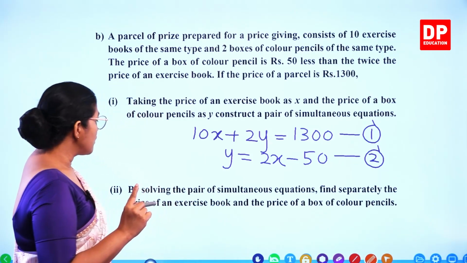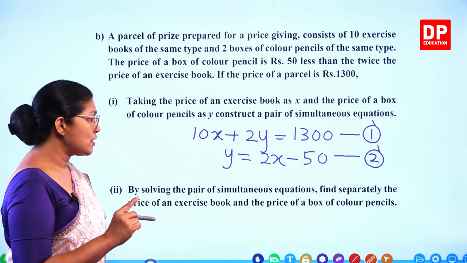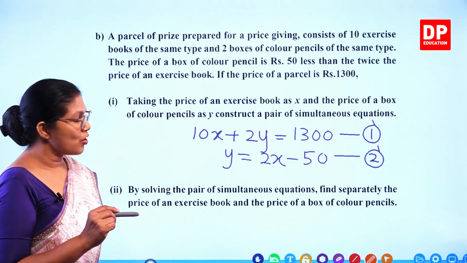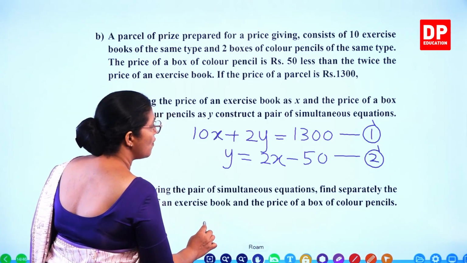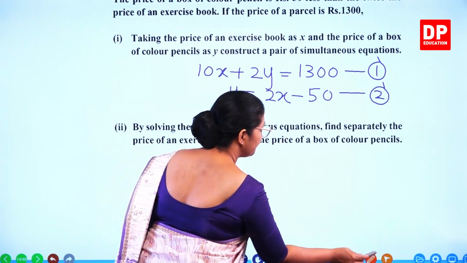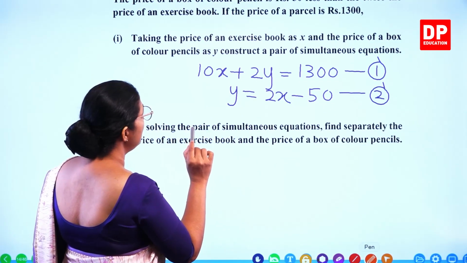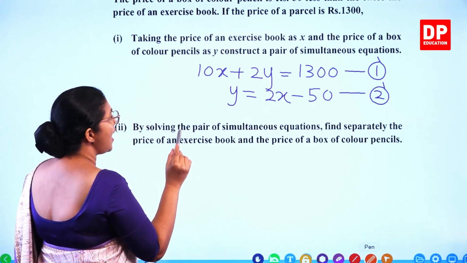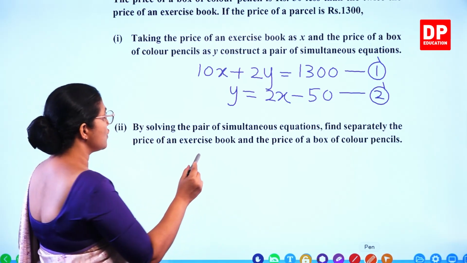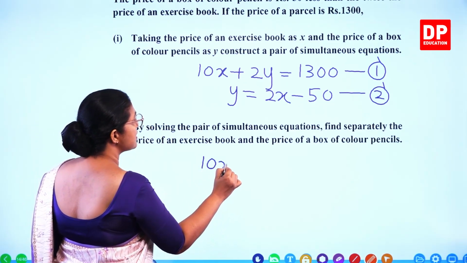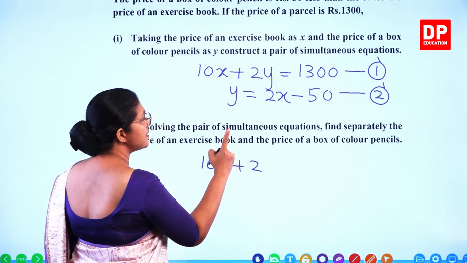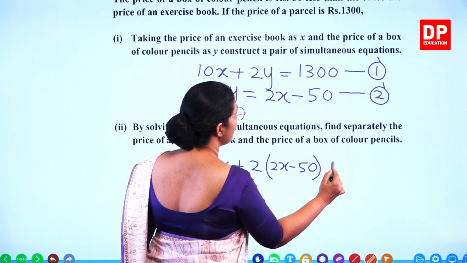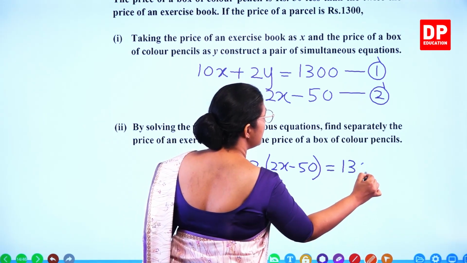Then by solving the pair of simultaneous equations, find separately the price of an exercise book and the price of a box of color pencils. So let's solve these two equations. We can take y as 2x minus 50 and substitute in the first equation. So 10x plus 2, instead of y, I can take 2x minus 50, is equal to 1300.